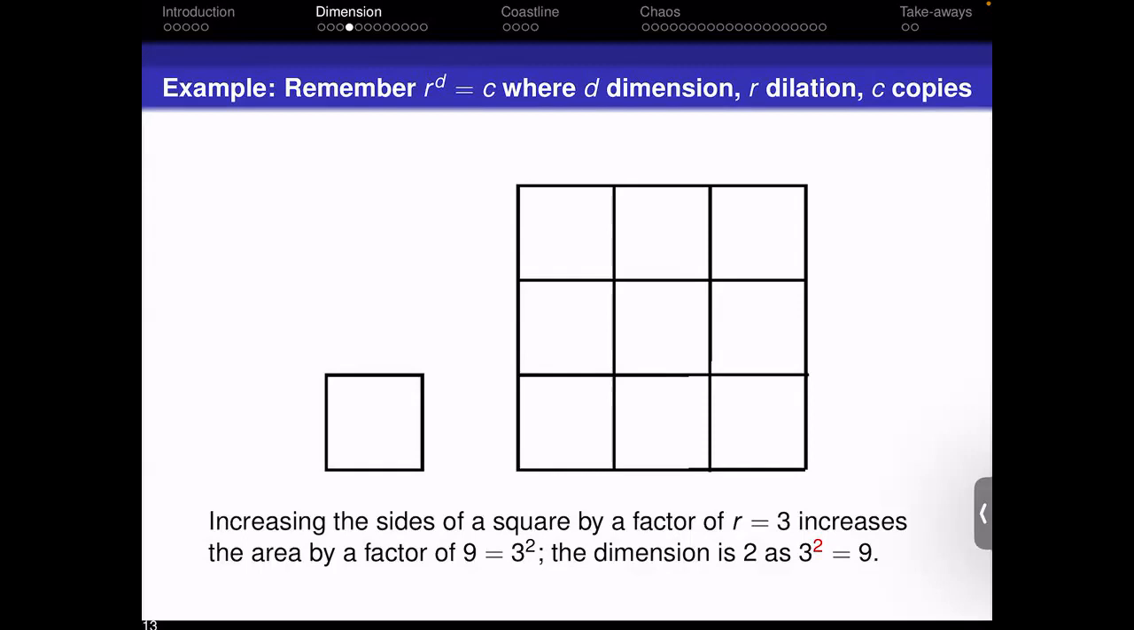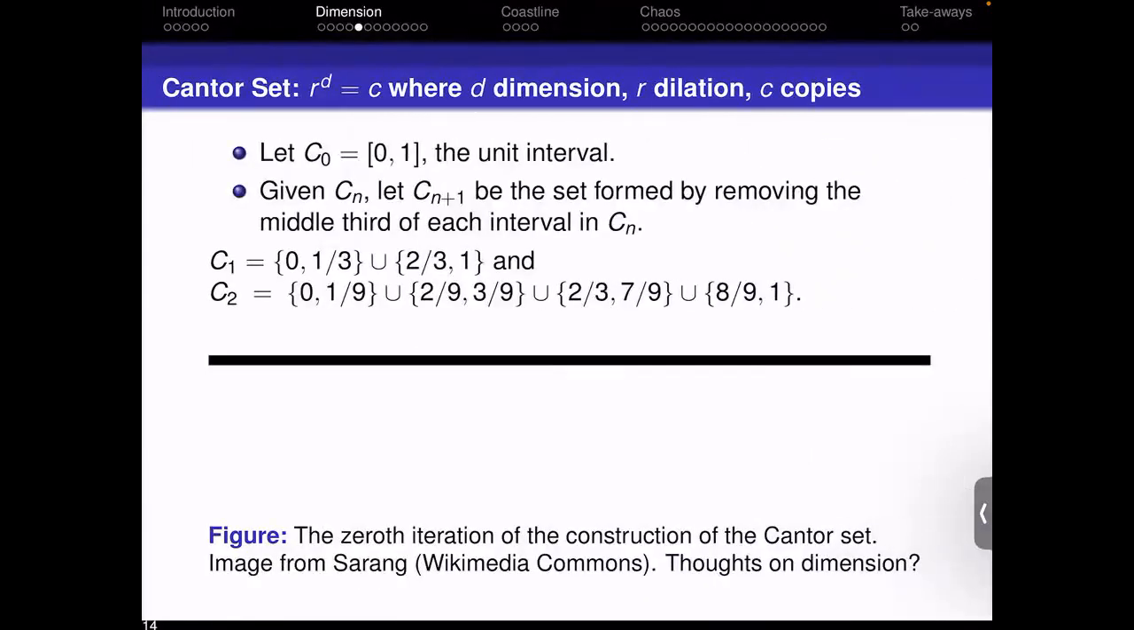I'm assuming at this point, no one is going to be shocked if we do this for the box and we get the box as dimension 3. So I'm not going to bother doing the box. I'm going to instead turn to a more interesting set, the Cantor set.